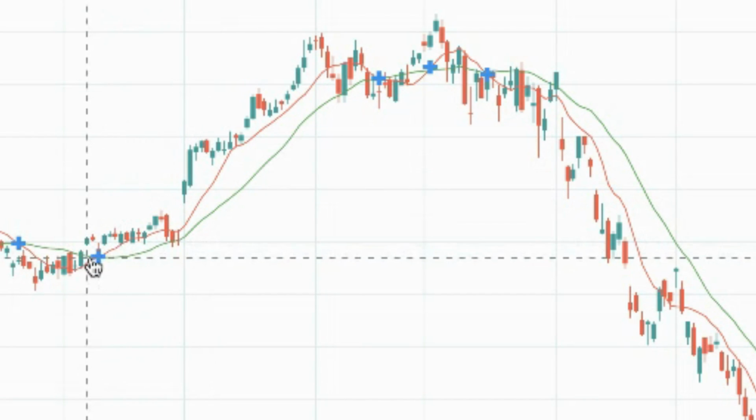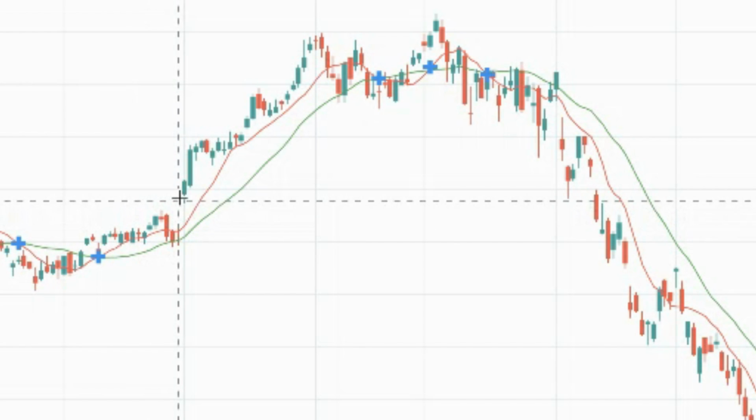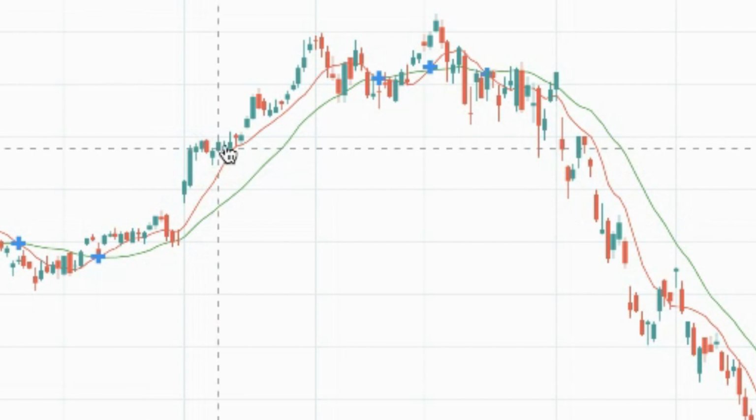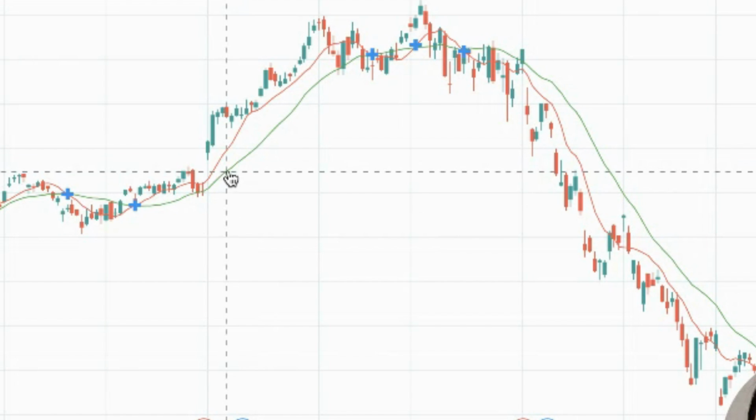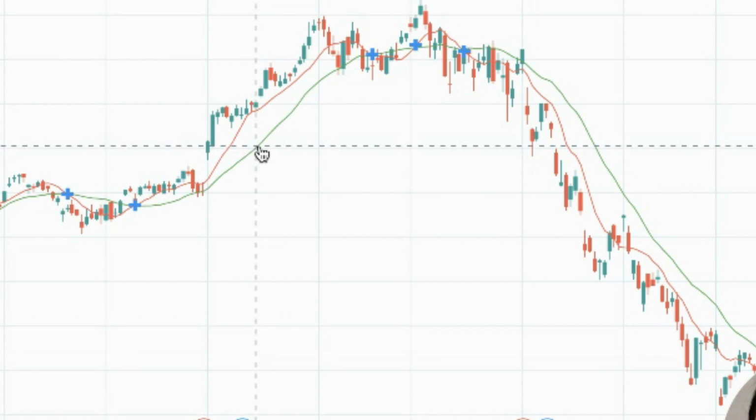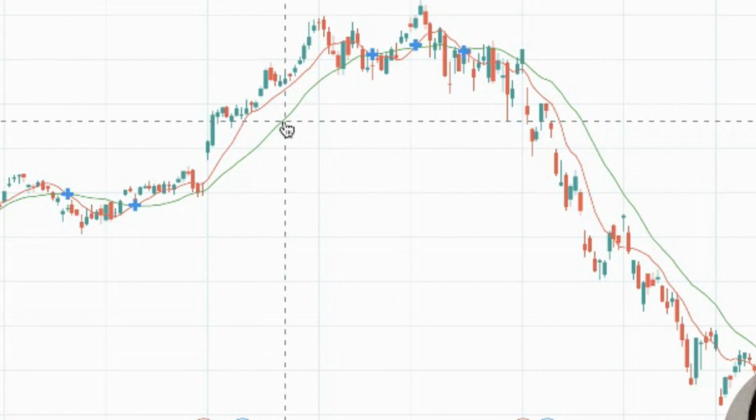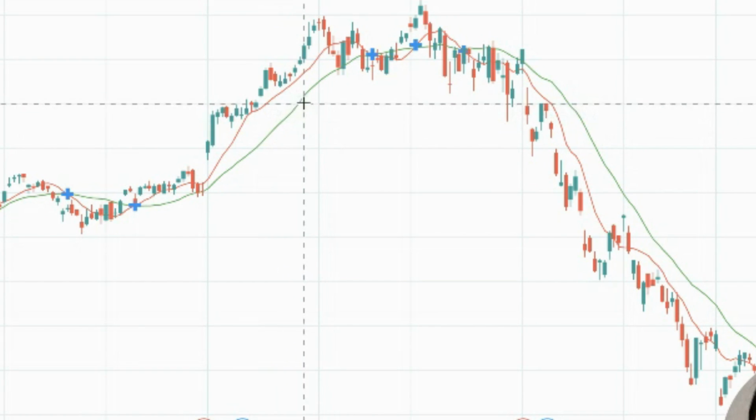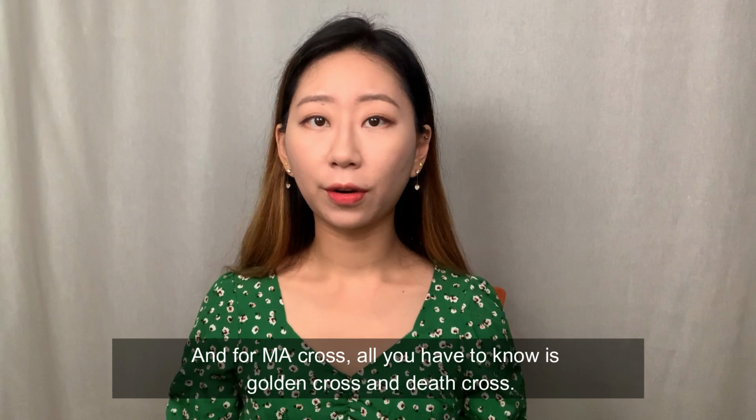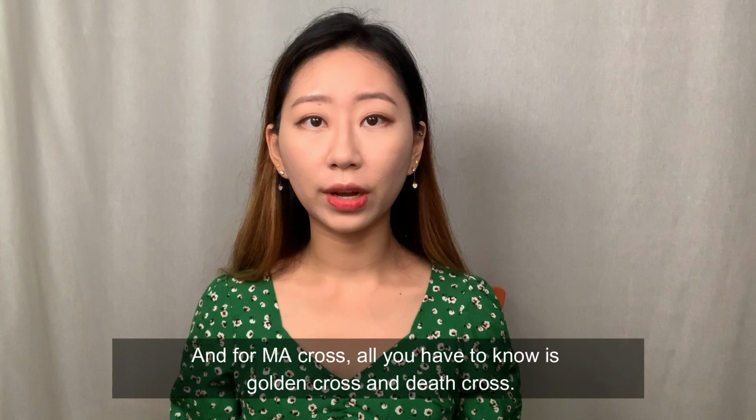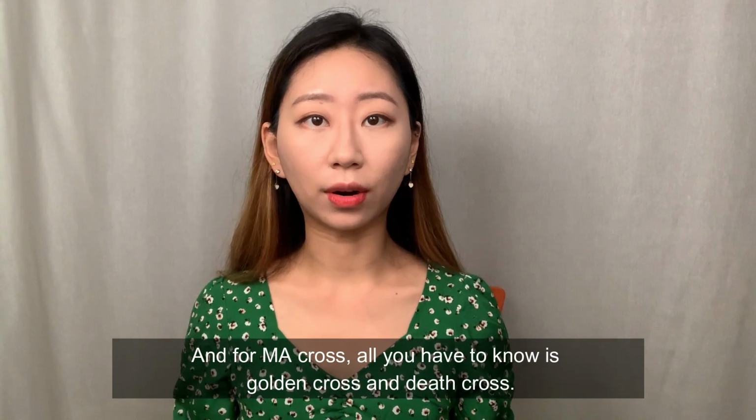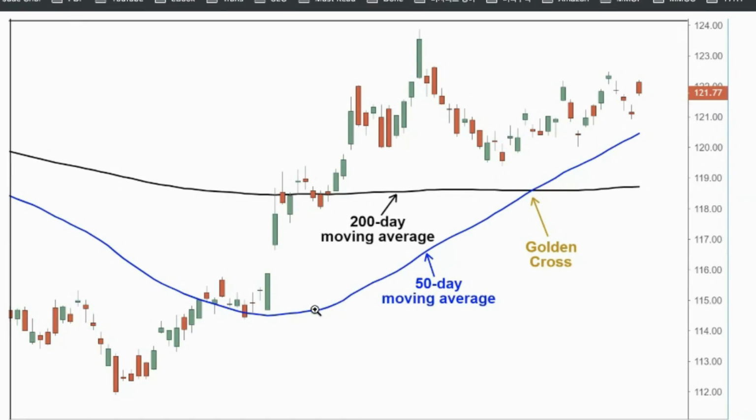So the red one, the line closer to the candlesticks, is the short-term moving average line. And the green line, the line that is further away from the candlesticks, is the long-term moving average line. And for MA Cross, all you have to know is Golden Cross and Death Cross. Golden Cross is the cross where the shorter moving average line crosses up through the longer moving average line.